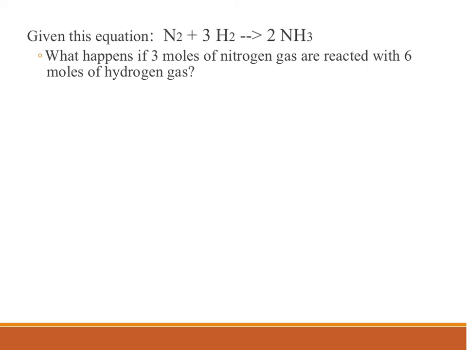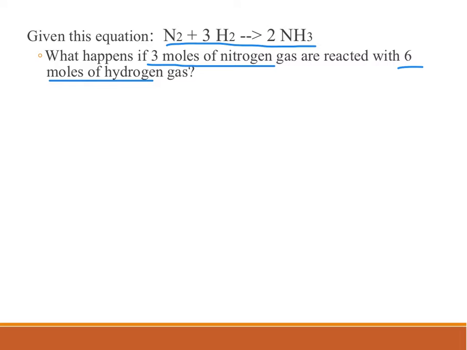So let's think about limiting reactants in a specific example. We have our formula here for making ammonia, where 1 mole of nitrogen gas combines with 3 moles of hydrogen gas to produce 2 moles of ammonia. Well, what if you start off with 3 moles of nitrogen gas and they are reacted with 6 moles of hydrogen gas? You run the reaction.